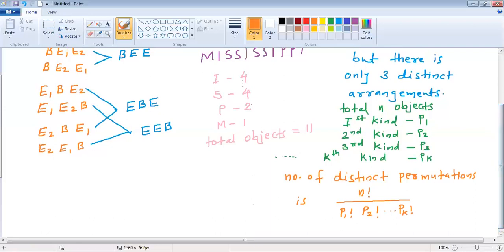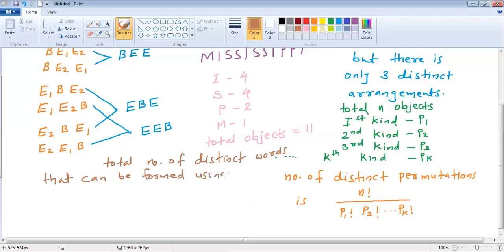So for this previous question, say Mississippi, for this Mississippi, so total 11 objects, total number of distinct words, that means different words that can be formed using all letters of Mississippi.